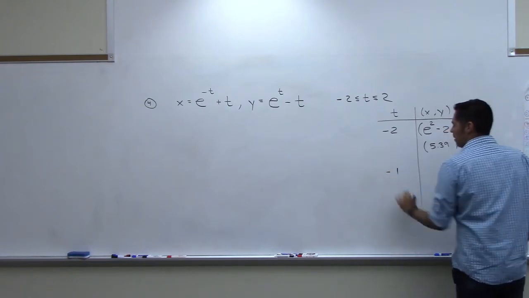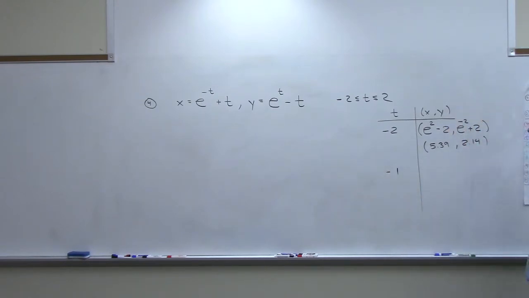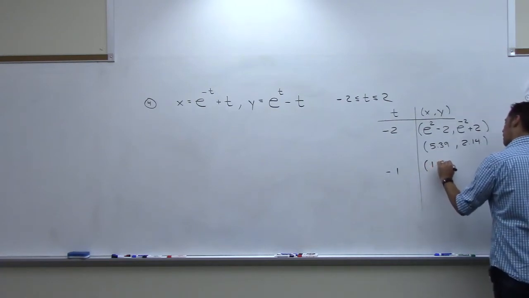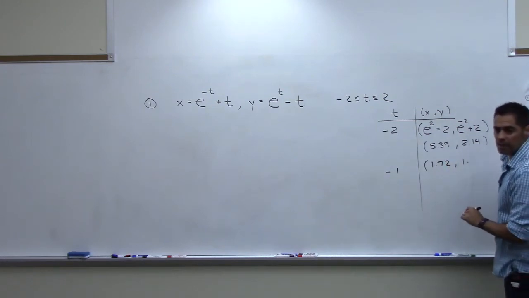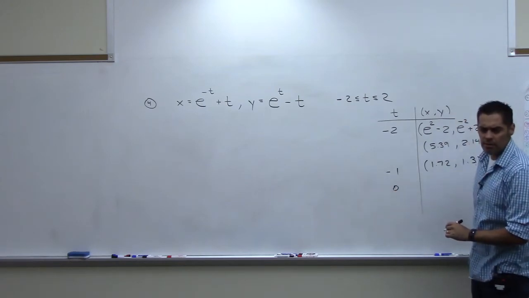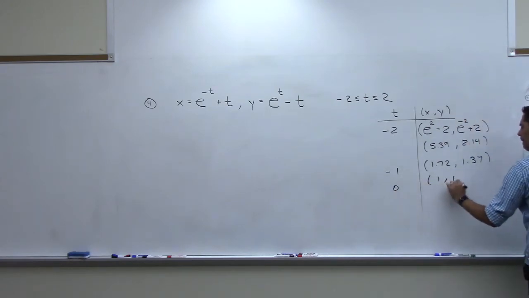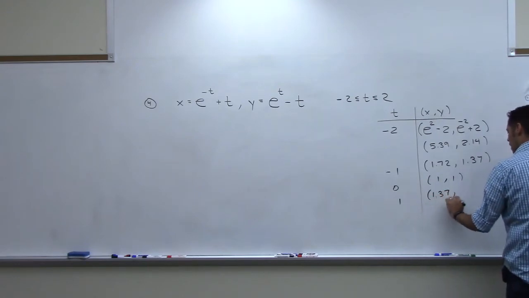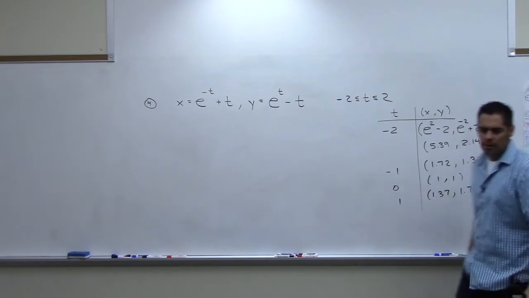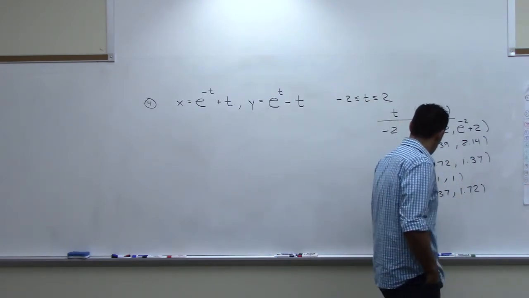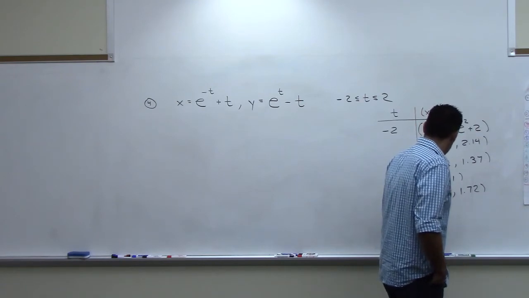Then we plug in negative 1, and I think I'll save us time here. I'm just going to give you what these decimals are. Is that all right? Yeah. Sure. 1.72, 1.37, and then at 0, we should be at 1, 1. At 1, we should be at 1.37 and 1.72. And then the last one is actually the first one flipped over. You'll see kind of this weird symmetry that we have.